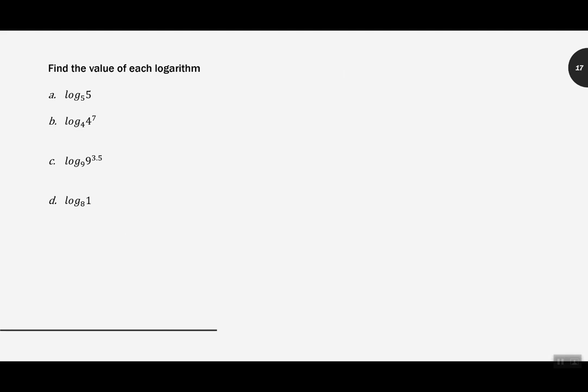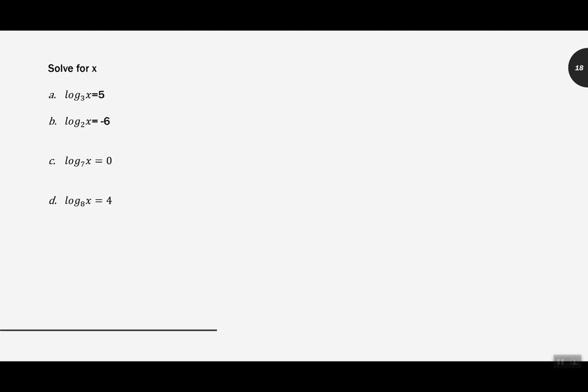So the first one, I have the log base 5 of 5. Now notice that matches, the 5 and the 5. So what power of 5 do I have? 1. Then I have the log base 4 of 4 to the 7th. So this 4, 4 matches. I bring the 7 down. The log base 9 of 9 to the 3.5. Hopefully you're going well. I know that's 3.5. And the last one, log base 8 of 1, that's going to be 0 because the log of 1 is 0.